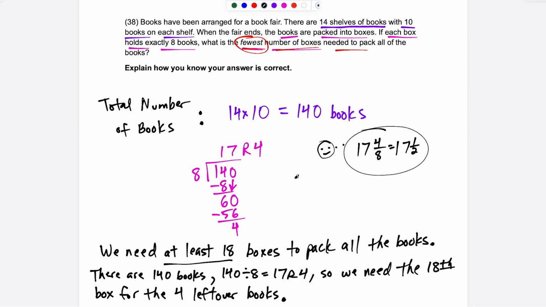So just to summarize here, we're writing down all the work that we did. We mentioned that there are 140 books in total, and that when we divided, we had a remainder of 4. So that's why we need the 18th box for the 4 leftover books.